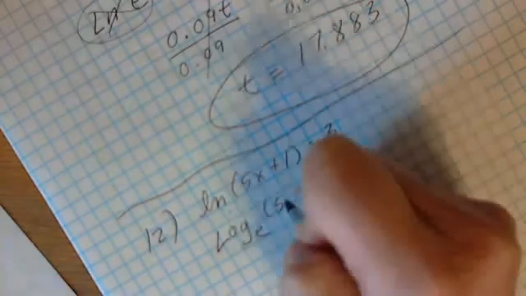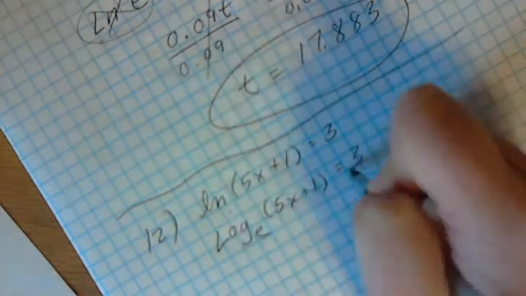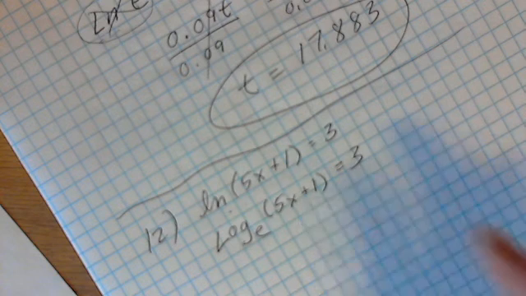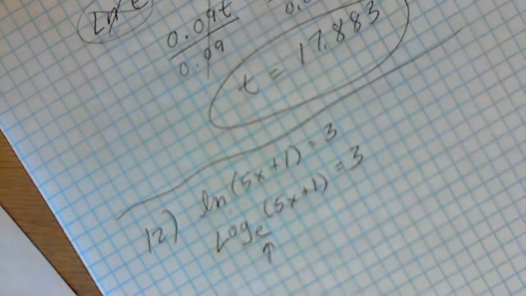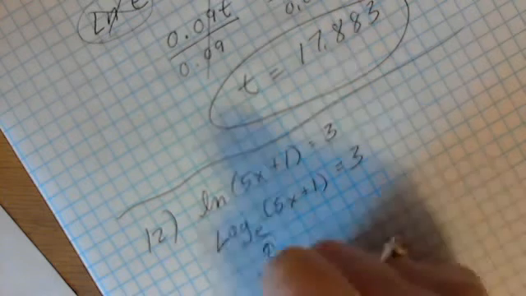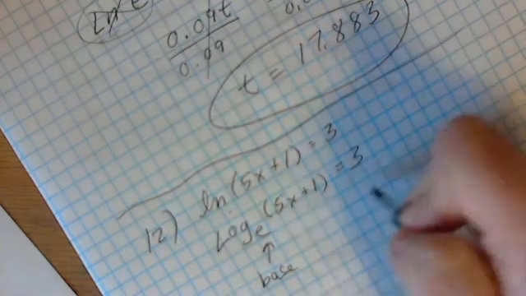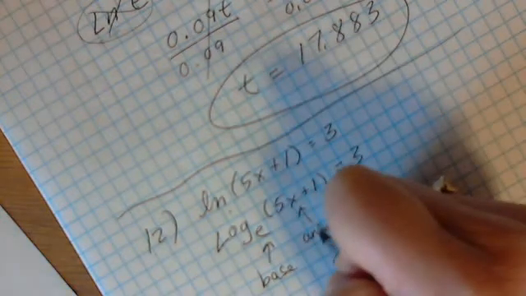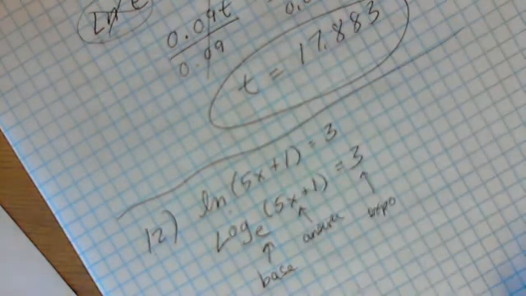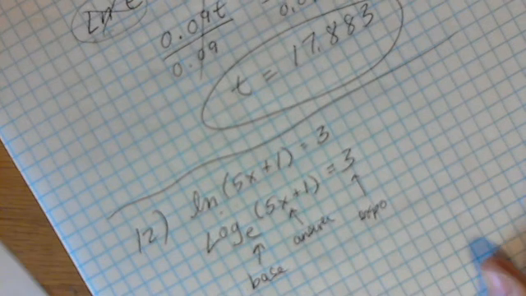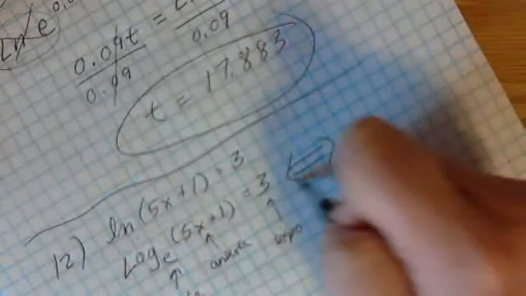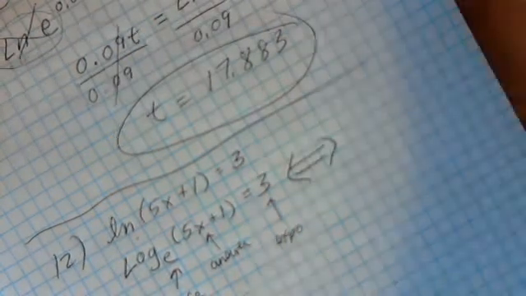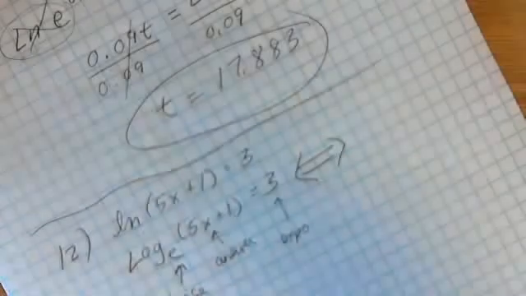So I'm going to rewrite the equation as log base e of 5x plus 1 equals 3. Remember how we label all these things before we change from one equation form to another? This is my base. This is the exponent. And what's in here is our answer once it's in exponential form. So let's change this. Remember, you've got that in your notes packet. Get the notes packet out if you've forgotten all about these changes of forms.